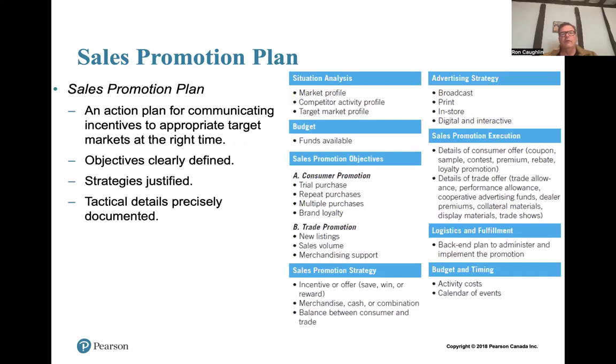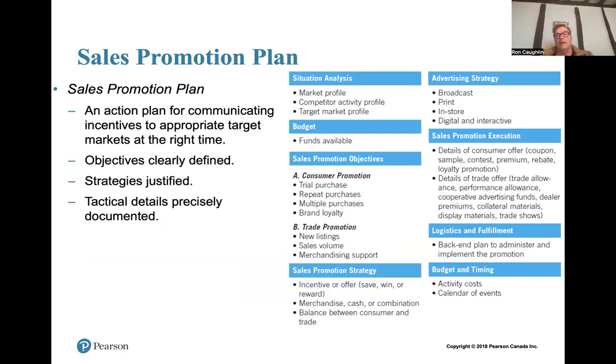The sales promotional brief looks something like this. So as we said, a sales promotional plan is designed as an action for communicating incentives to appropriate target markets at the right time. Clearly in the brief, you'll have objectives clearly defined, strategies justified, and tactics outlined in detail in this document. You can see there's a number of different areas that a promotional brief needs to cover. First of all, there'll be a situational analysis, market profile, and competitor activity, and target market profiles put into that.